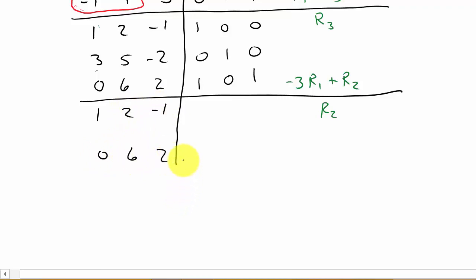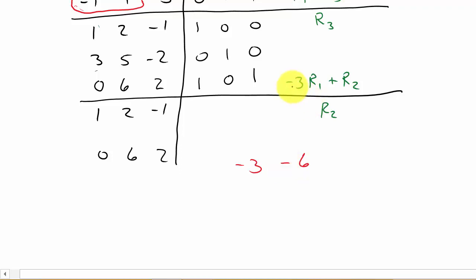Now I'm going to go ahead and multiply this out. I'm going to multiply -3 to each one of these. So -3 times 1 is -3, and -3 times 2 is -6.